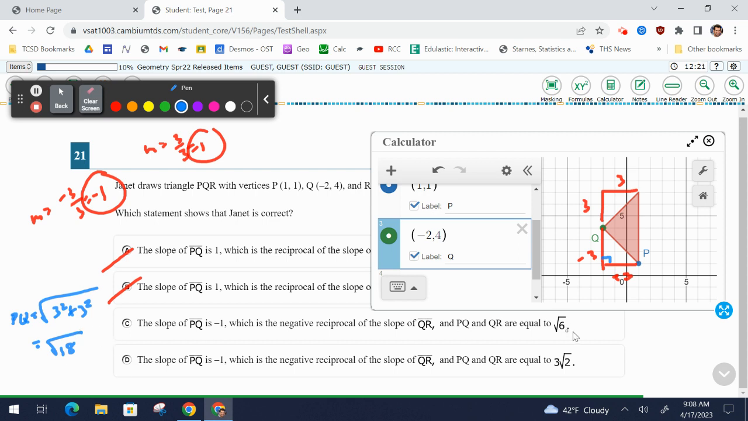Now you could just type these in and see which one comes out to be the square root of 18, but I'll just show you real fast. So 18 can break down into 9 and 2. 9 is a perfect square. When you take the square root of 9, you do get a 3, but 2 is not, so it stays inside, and there you go, 3 square root of 2. So your answer choice is going to be choice D.